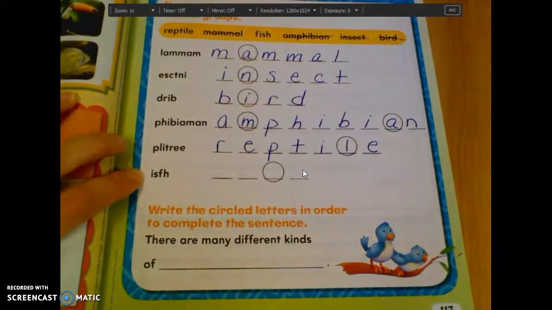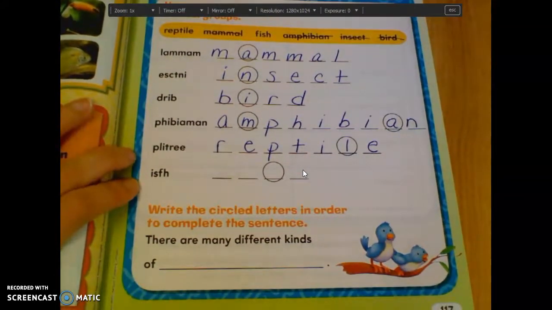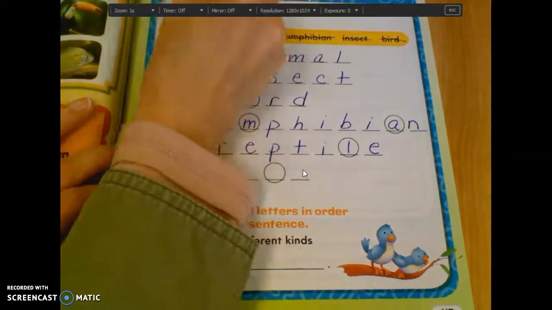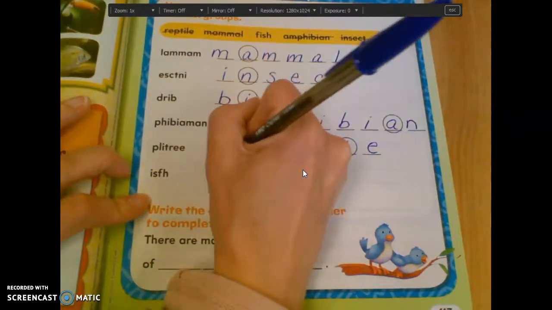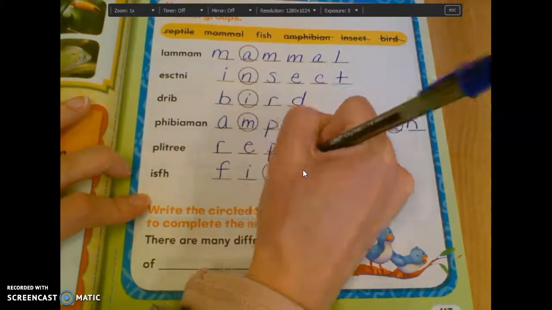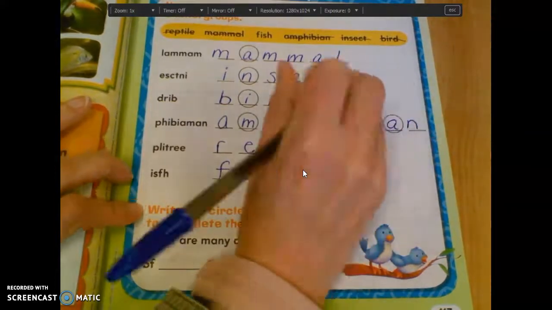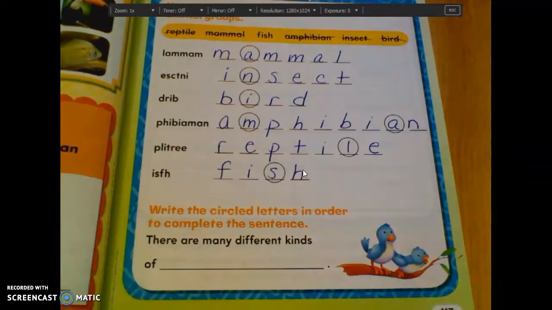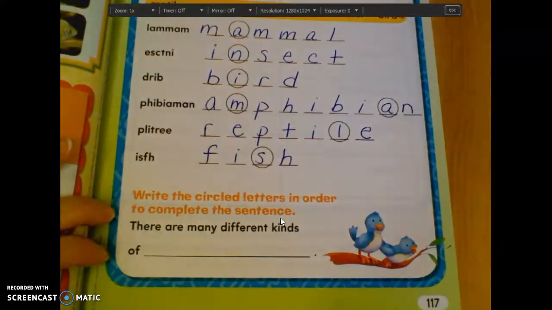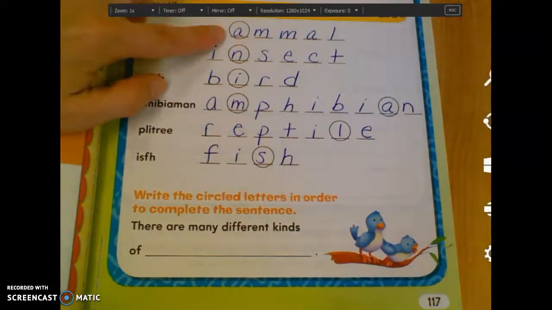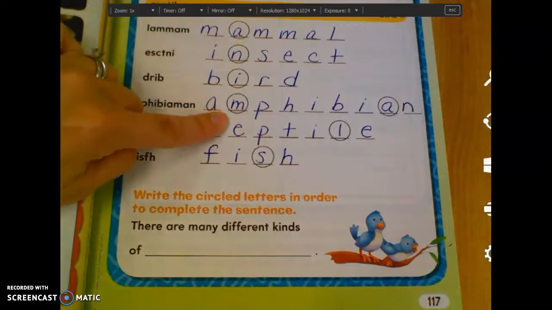What about the next one? What's the next animal group? The last one. Carter. Fish. Good. F-I-S-H. All right, raise your hand if you're still filling those in. Okay. You're fine. Keep going. All right. Now, at the bottom it says, write the circled letters in order to complete the sentence. So, all of these letters that are circled in each of these words, we're going to write down in order.